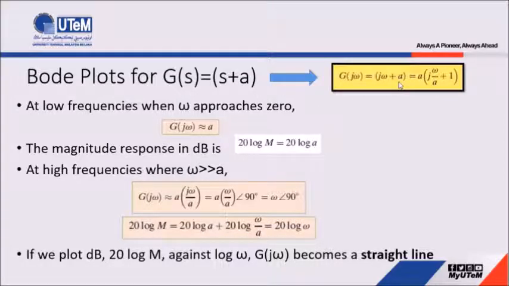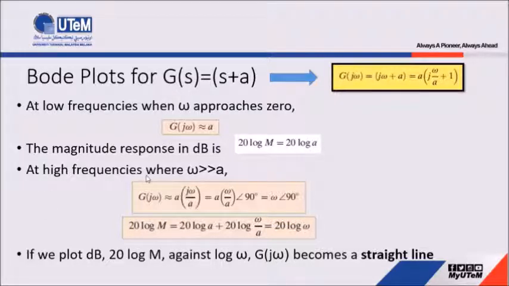Okay, based on this equation, at low frequency, when omega approaches 0, that means when we put omega equal to 0, the equation becomes a, because this one becomes 0, 0 plus 1 is equal to 1, and 1 times a is equal to a. The formula for the magnitude response in dB is 20 log M. In this case, M is equal to a, or G(jω) here. So we just put a here, and the equation becomes 20 log a.